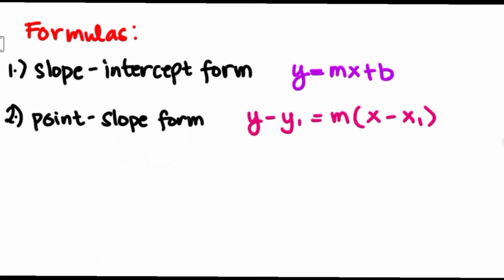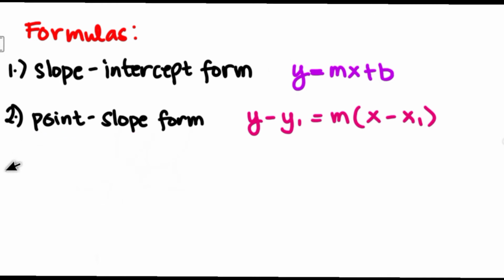Next naman na formula na pwede natin gawin is the point-slope form. So, ang formula nun is y minus y sub 1 is equal to m multiplied to the difference of x and x sub 1. So, ginagamit po natin yung point-slope form from the word point, kung given yung isang point at saka yung slope.